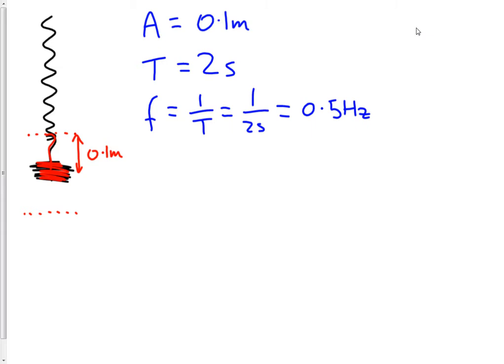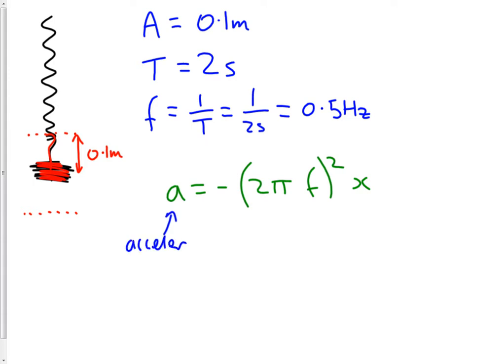Now, the formula I'm talking about this time is this one: a equals minus 2 pi f squared x, which we have also derived, and I've linked to a video of the derivation, so I don't want to derive that again. Now, a here is the acceleration of the mass. f is the frequency, which we know, 0.5 hertz. x is the displacement. Let's just take a minute to look at this and appreciate what it's saying.